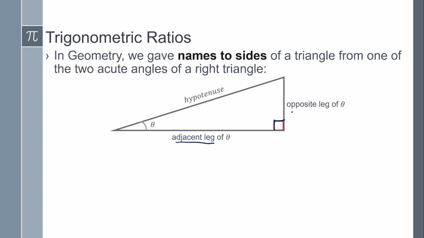The two sides next to the 90 degrees, we call those legs. And if I have a corresponding angle, in this case we call this theta. This is the adjacent leg because it's right next to the angle. This is the opposite leg because it's literally opposite the angle. And then the hypotenuse is always opposite the 90 degrees.